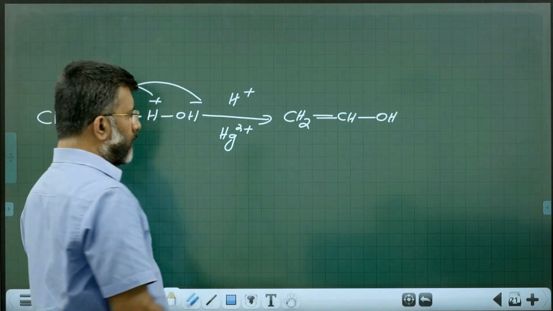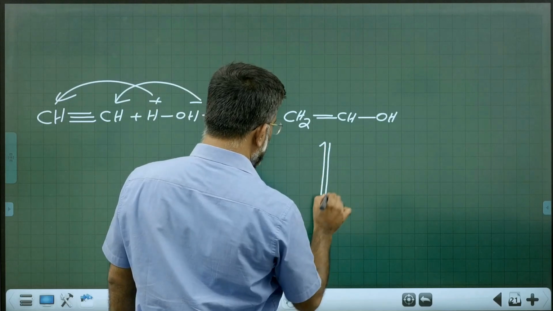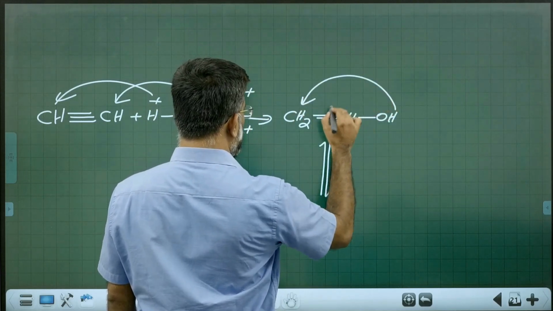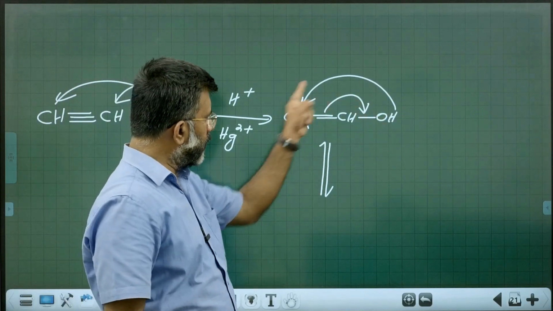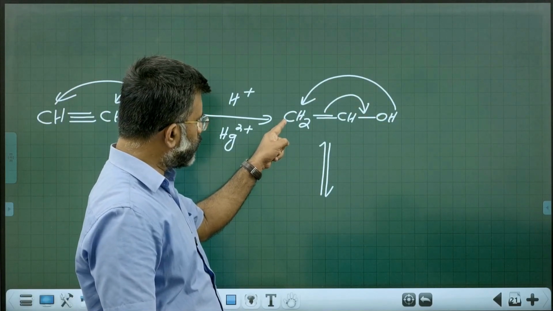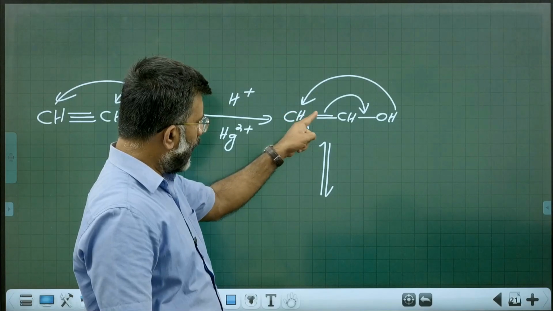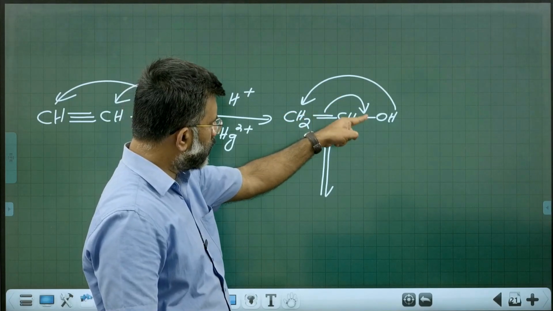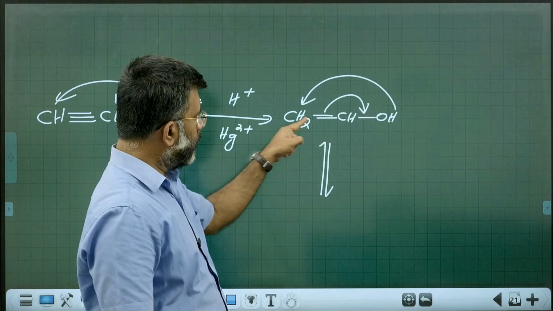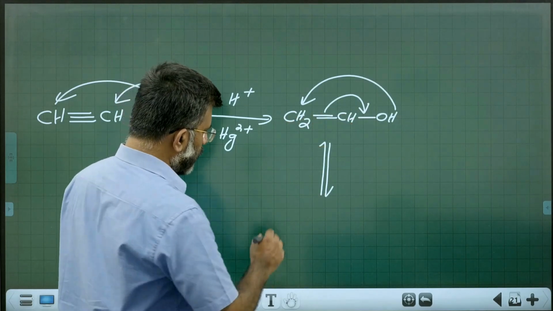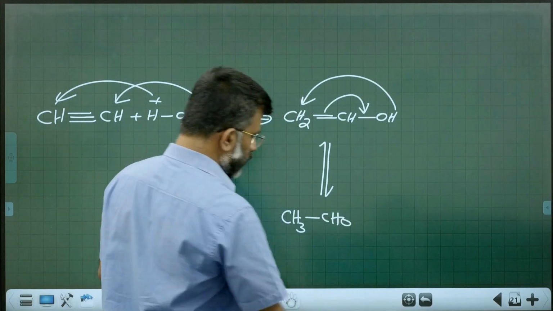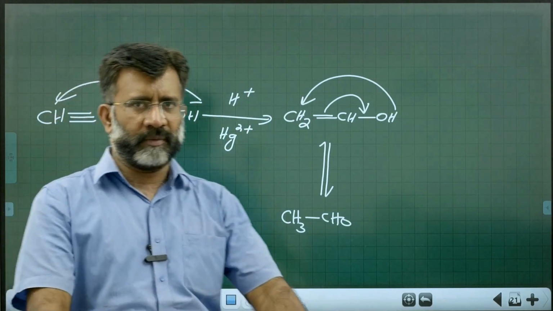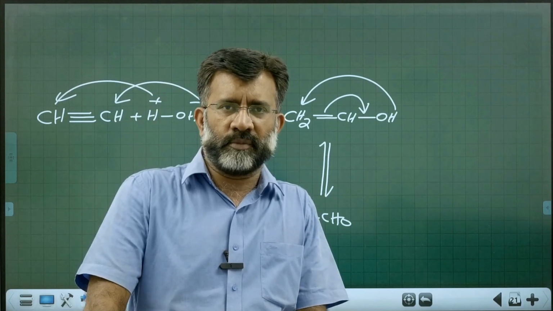Now this undergoes an equilibrium change. I think all of you remember what this change is. Actually, this hydrogen migrates to this position, you get CH2 becoming CH3, and this double bond, one pi bond shifted between carbon and oxygen, you get single bond CHO. The molecule turns out to be CH3CHO. This is the very famous equilibrium isomerism.